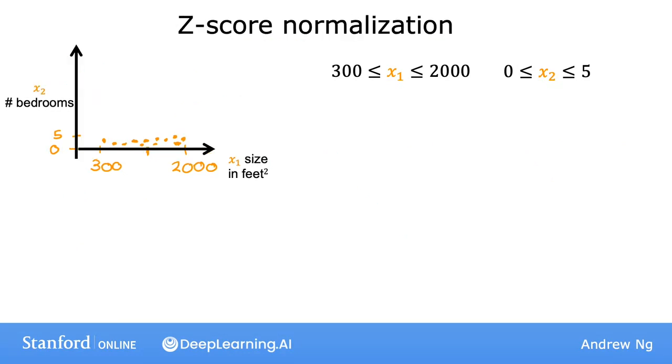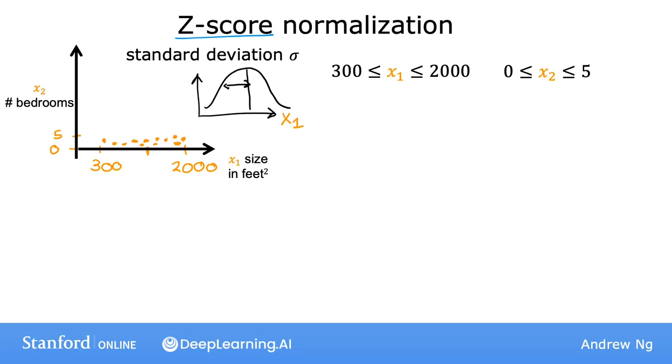There's one last common rescaling method called z-score normalization. To implement z-score normalization, you need to calculate something called the standard deviation of each feature. If you don't know what the standard deviation is, don't worry about it. You won't need to know it for this class. Or if you've heard of the normal distribution or the bell-shaped curve, sometimes also called the Gaussian distribution, this is what the standard deviation for the normal distribution looks like. But if you haven't heard of this, you don't need to worry about that either.